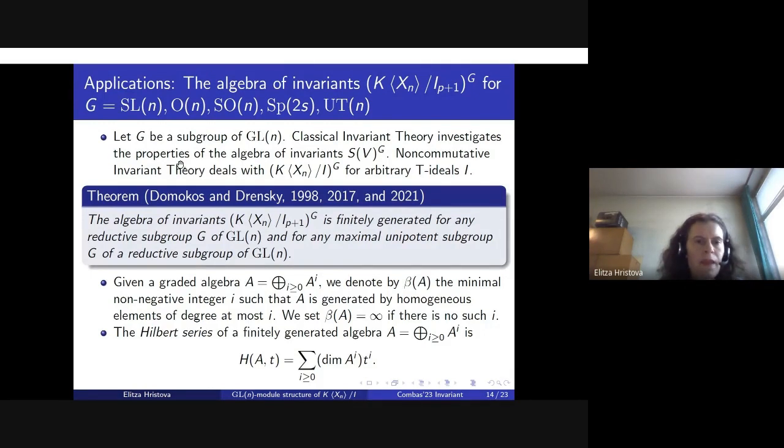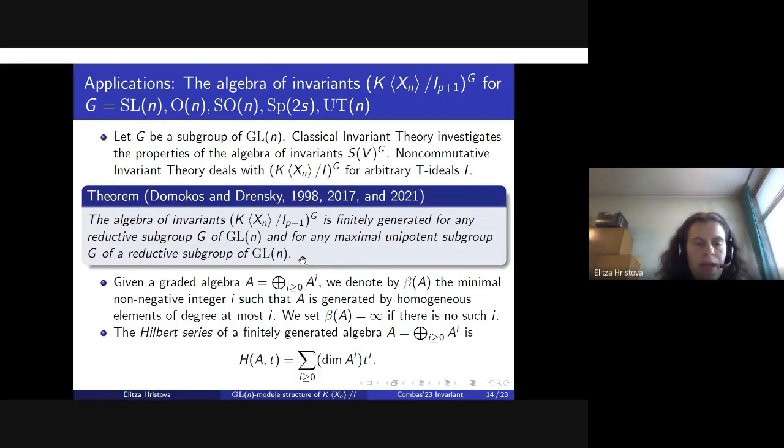And then Domokos and Drensky prove a non-commutative version of Hilbert's theorem, which says that the algebra of invariants of K of xn mod I_{p+1}, so when the T ideal is generated by long commutators, is finitely generated for any reductive subgroup G of GLN. And they also prove that it is finitely generated, as in the classical case, also for any maximal unipotent subgroup of a reductive subgroup of GLN.